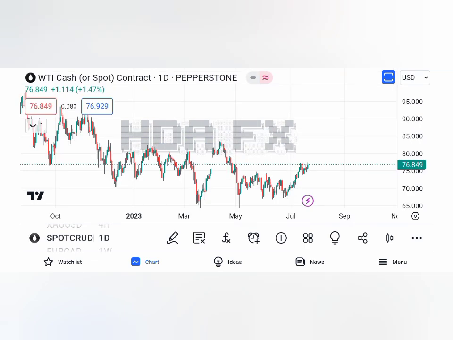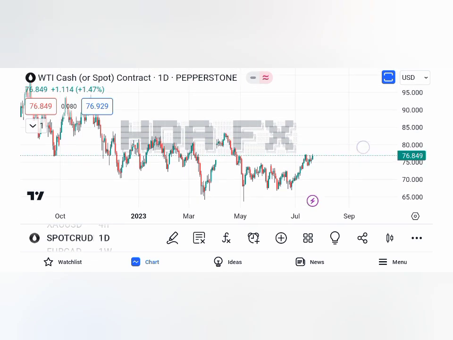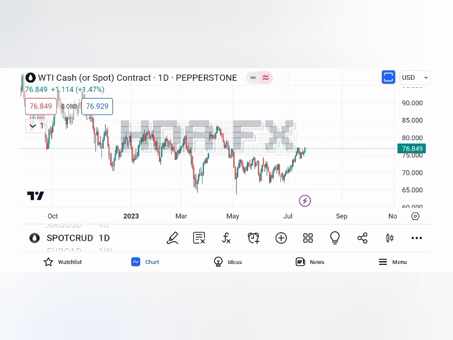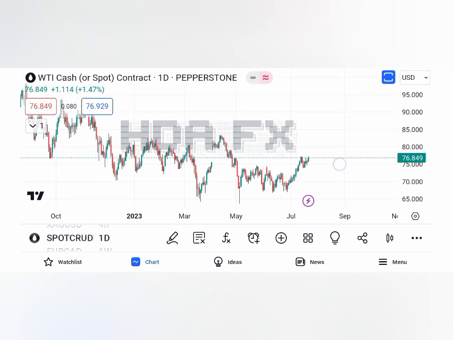Guys, the next one we look at is US oil. So that's the next pair we'll be looking at. Now with this pair, we can see that price was once ranging, and now we can see that price broke the range upward, and price is now kind of bullish on US oil.